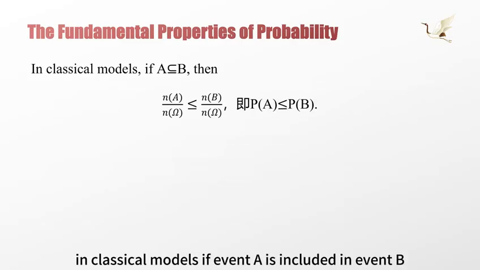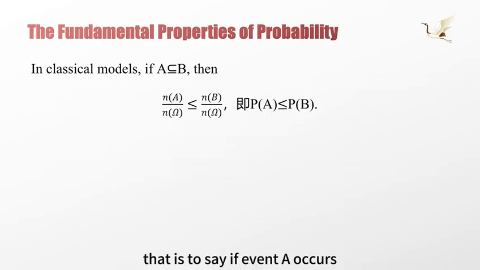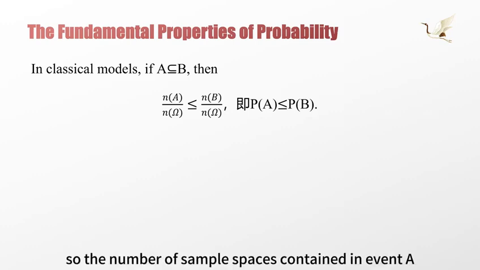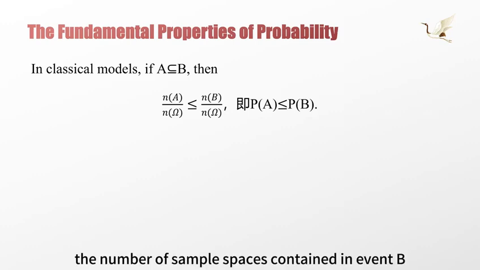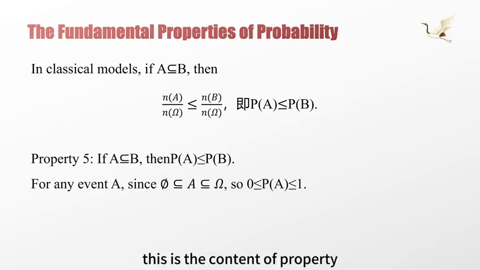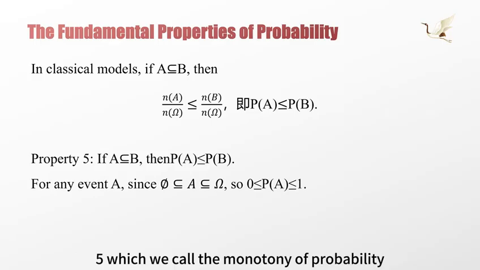In classical models, if event A is included in event B, that is to say, if event A occurs, then event B must occur. So the number of sample points contained in event A must not exceed the number of sample points contained in event B. This is the content of property 5, which we call the monotonicity of probability.